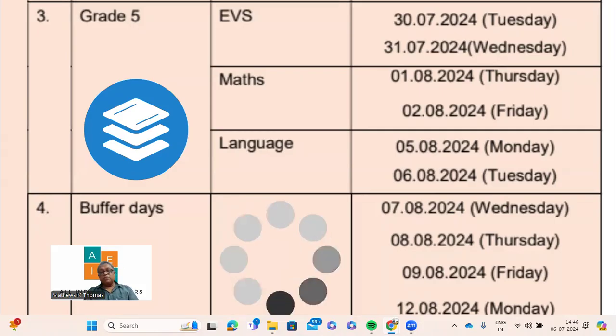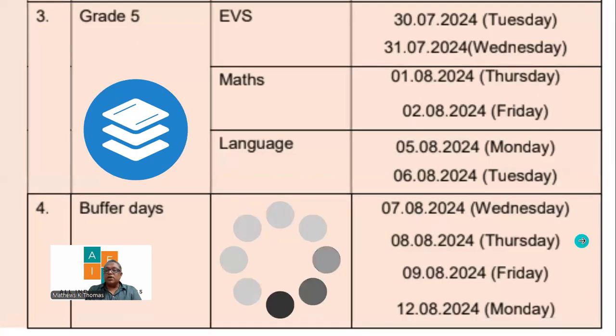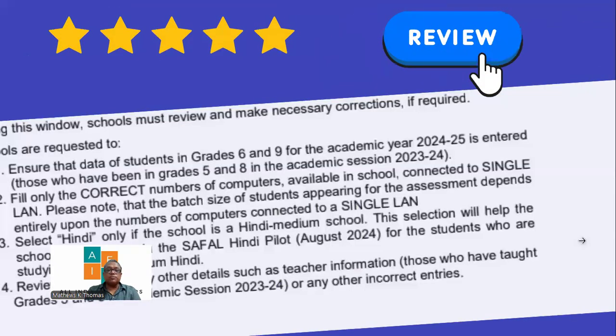And they have kept some buffer days, 7th to 12th, so that if by chance something happens and you're not able to conduct an exam, or there are some issues, you have to inform CBSE and get it done in these buffer days. And obviously, after the buffer days are complete, there will be no exam conducted for anyone, and the exam will come to a close.